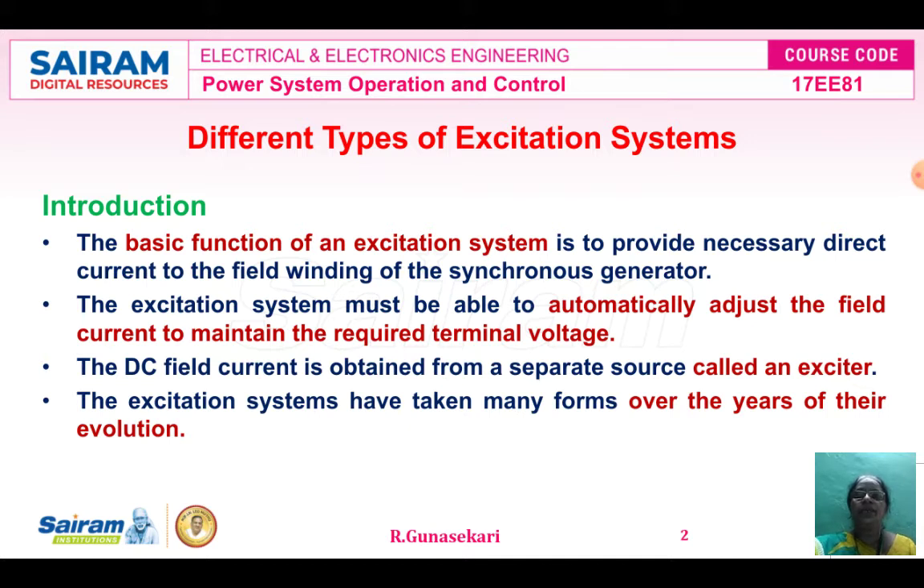The DC field current is obtained from a separate source which is called an exciter. The exciter is the heart, the main component of the excitation system, that is the voltage control system. The excitation systems have taken many forms over the years of their evolution.